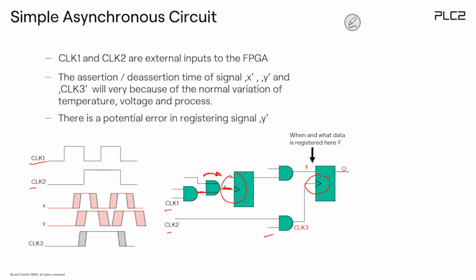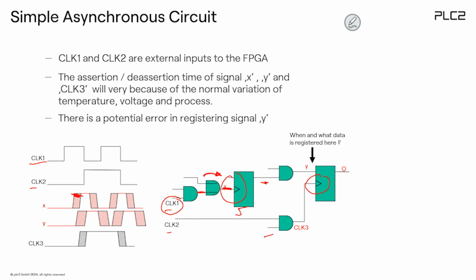So there's some variation here. This means, for example, if you look at the signal X here, even if the clock input is stable, X will vary depending on the temperature, the voltage, and the speed grade. So you never know the switching time point of this register because it will vary. This means the output here will also vary.